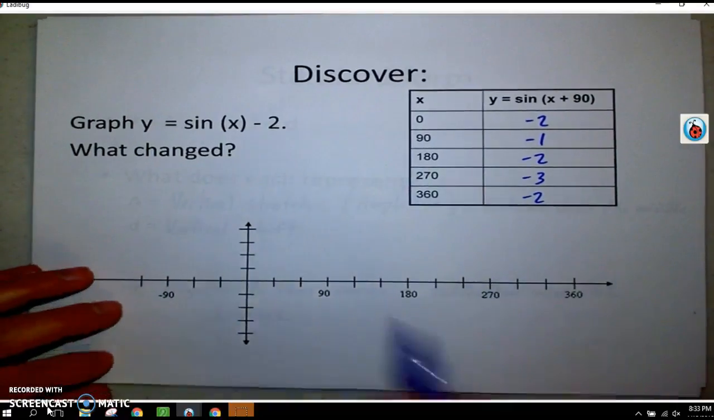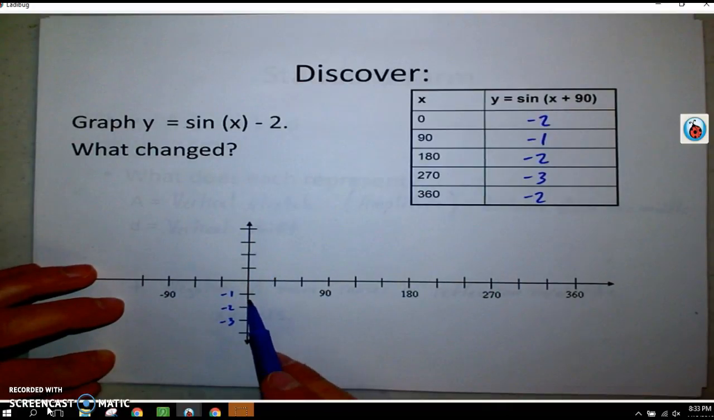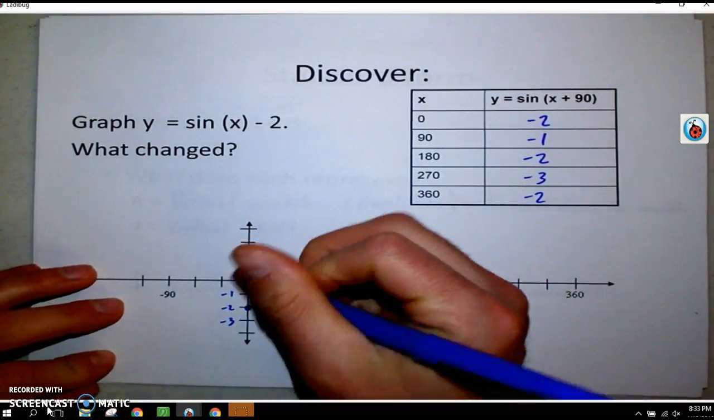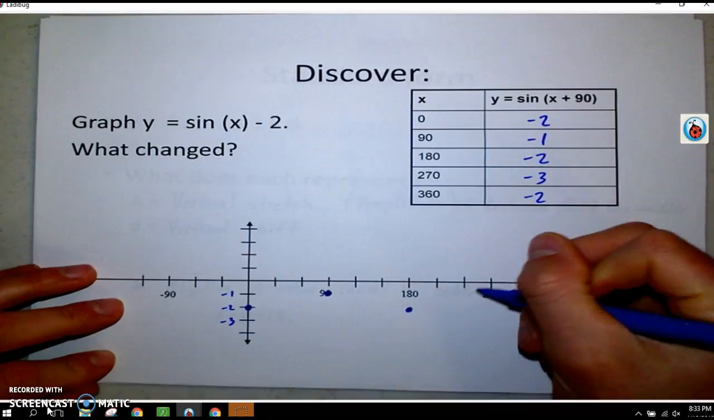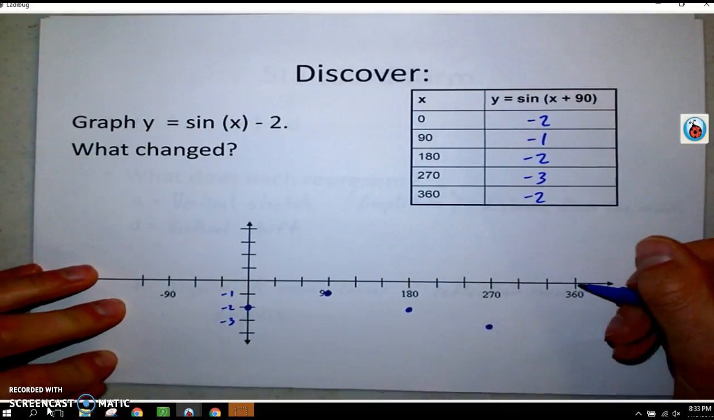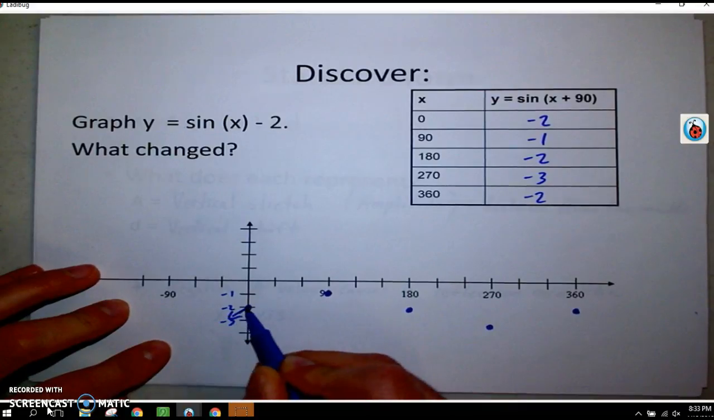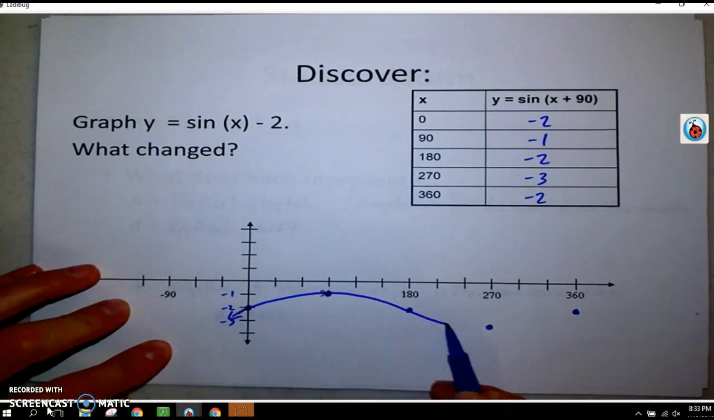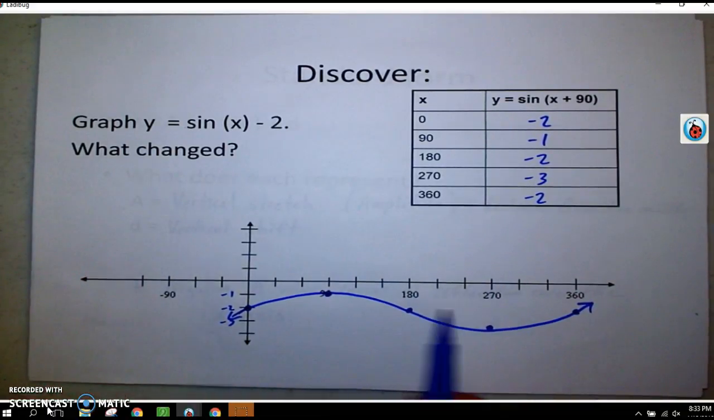So as I go to plot these, I'm going to label negative 1, negative 2, negative 3 for each of those coordinates. So at 0, I'm down at negative 2. At 90, I'm at negative 1. 180 down to negative 2, 270 all the way down to negative 3, and 360 back up to negative 2. So all of my points on my graph now are negative. They're all below the x-axis. They've all been shifted down 2 units.